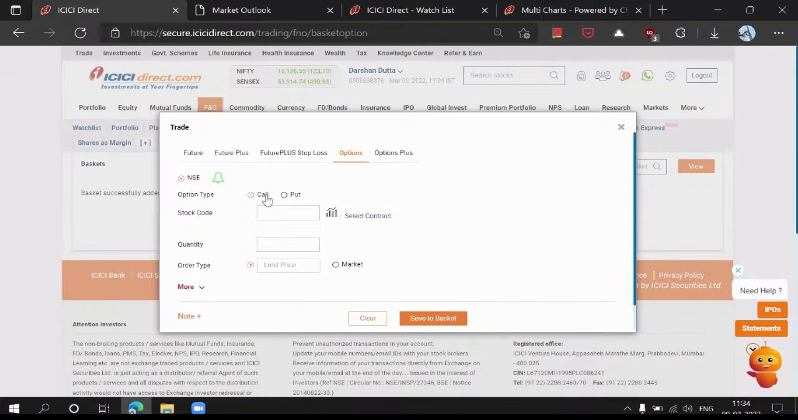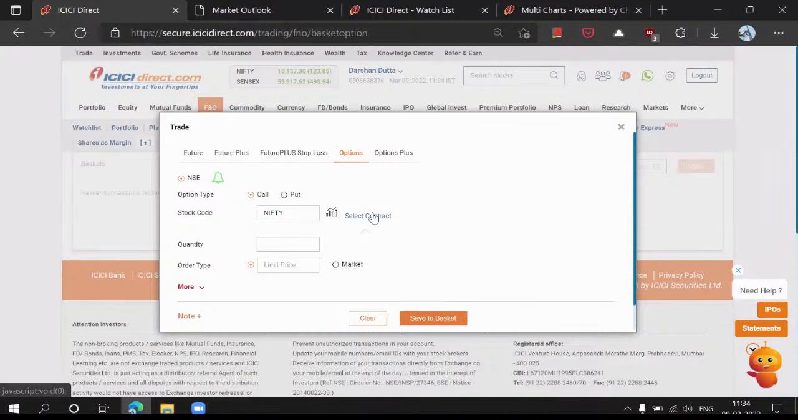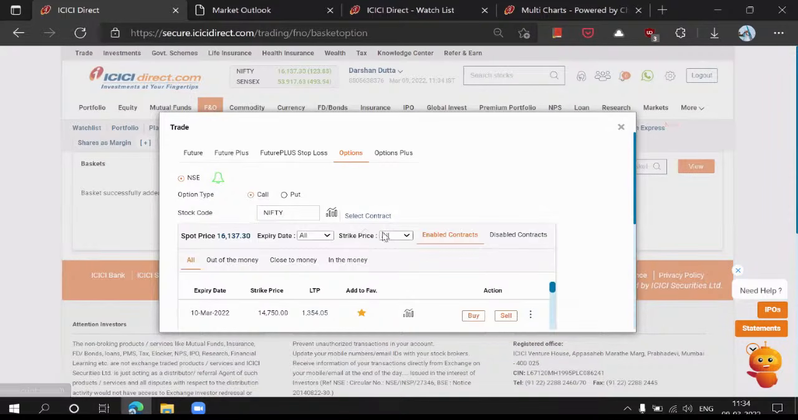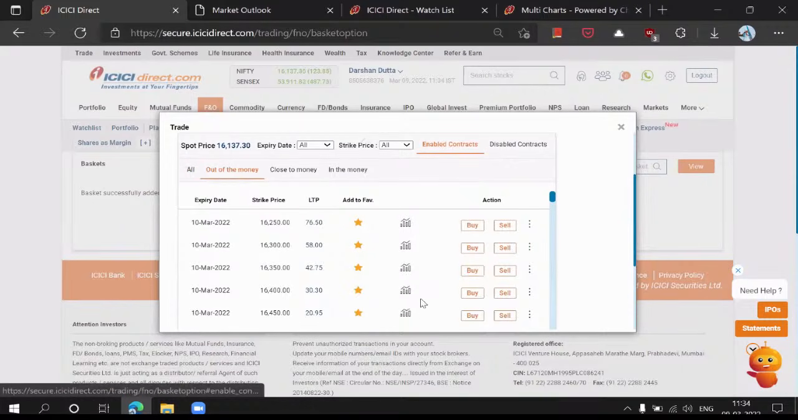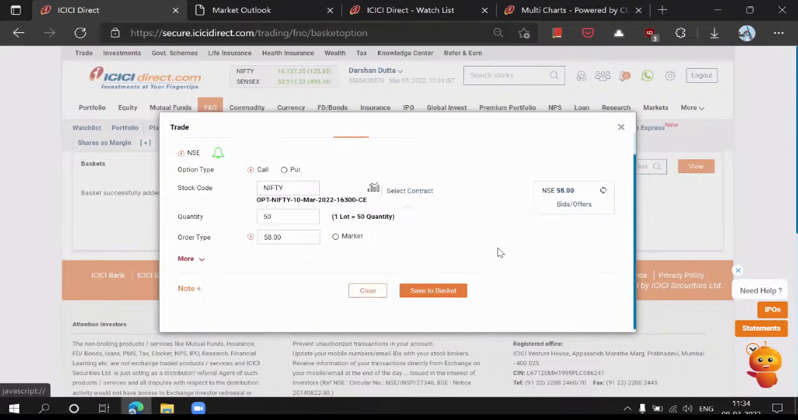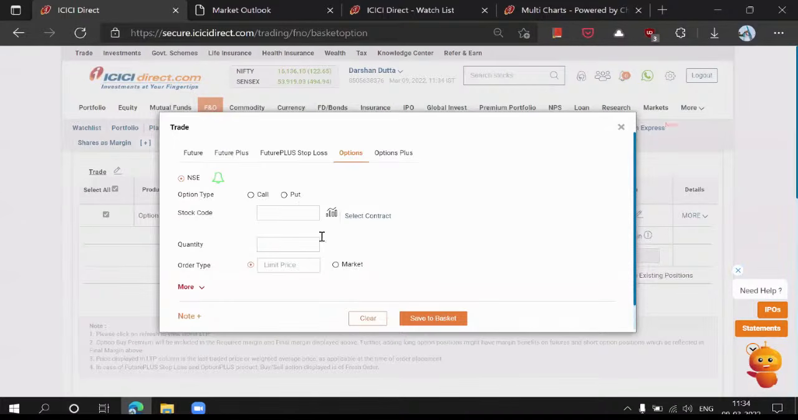Let's say we want to do a call selling at 16,500, and we'll definitely add a hedge here. So let's say again you can go out of the money, and you could sell the call. Tomorrow is expiry, so we are selling a 16,300 call is what Darshan is doing. So this contract has got added. You can see the margins here. This is 93,000 rupees, and you can keep on adding positions here, and you will see the margins.